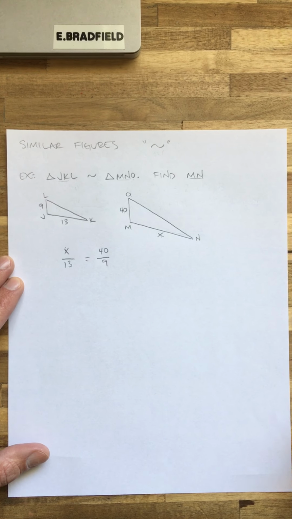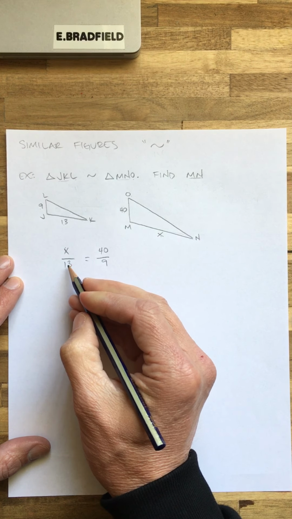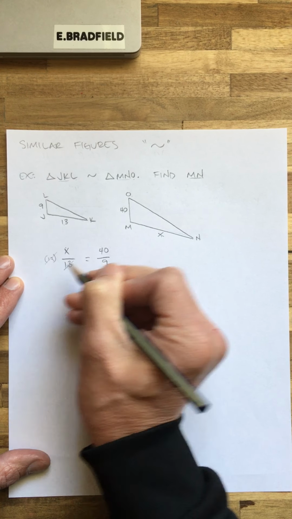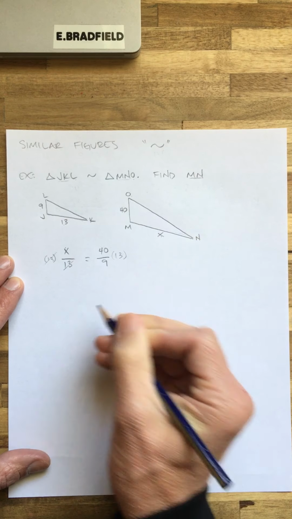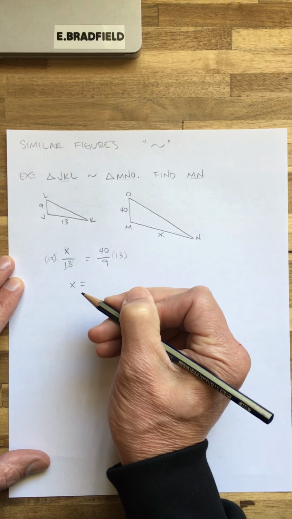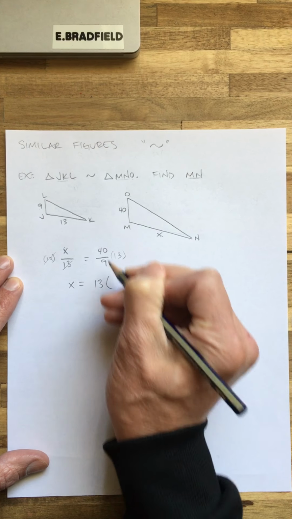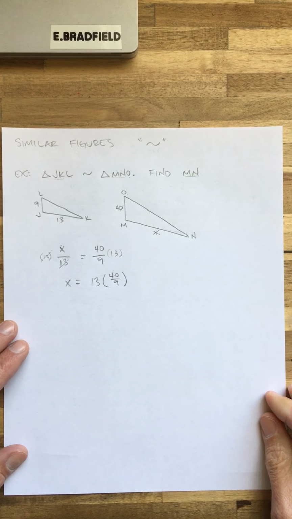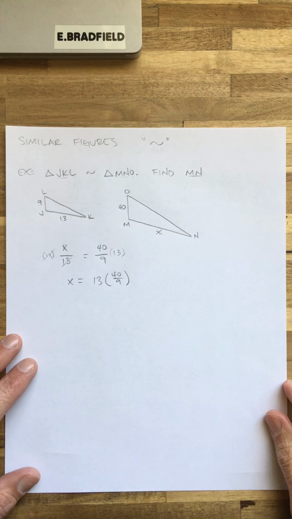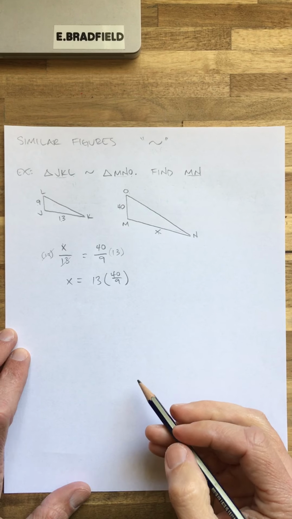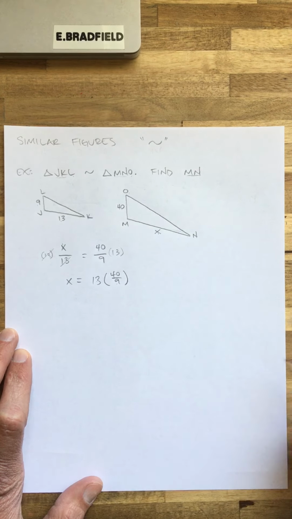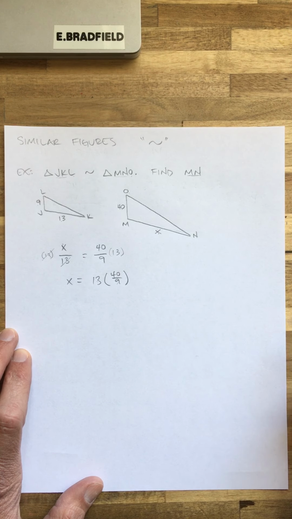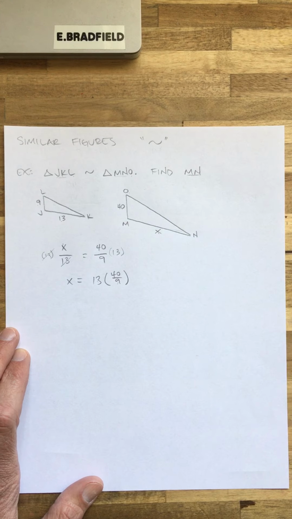Now all we have to do is multiply by the 13 on both sides. The 13s cancel, and then we multiply the 13 over here. So now we know that X equals 13 times the 40 divided by 9. Here's the thing that's a little bit different than last time. I said do the division first. Well, 13 divided by 9, it doesn't go into it evenly. Then try the 40 divided by 9. That doesn't go into it evenly either. So what are we going to do?